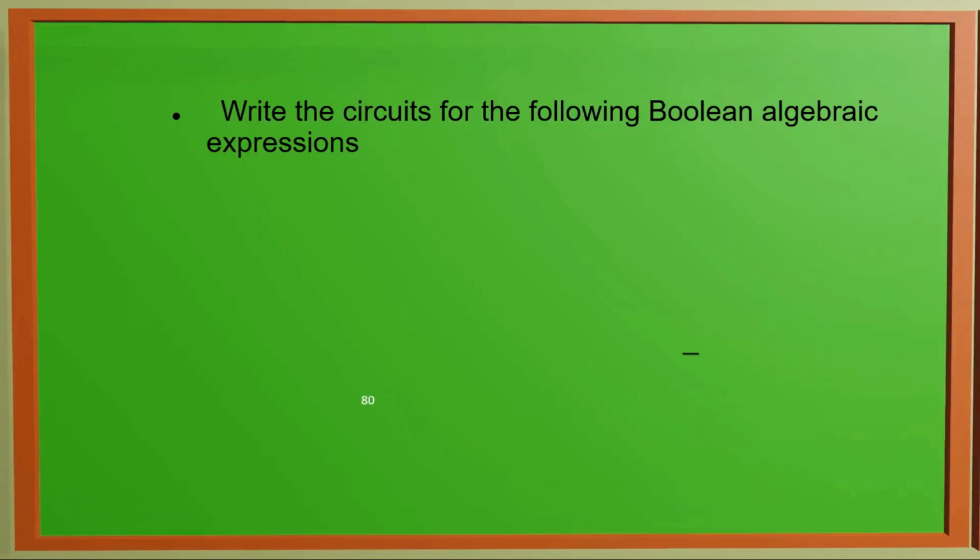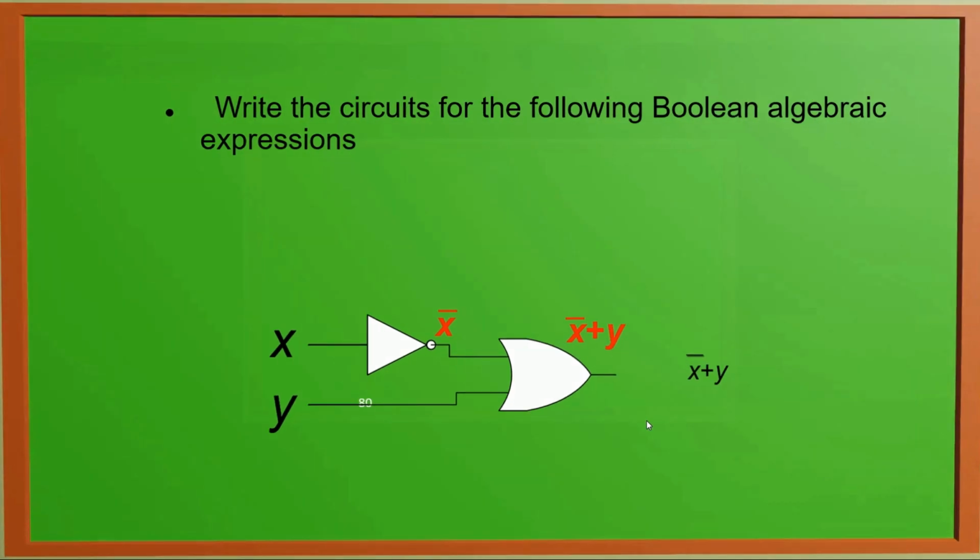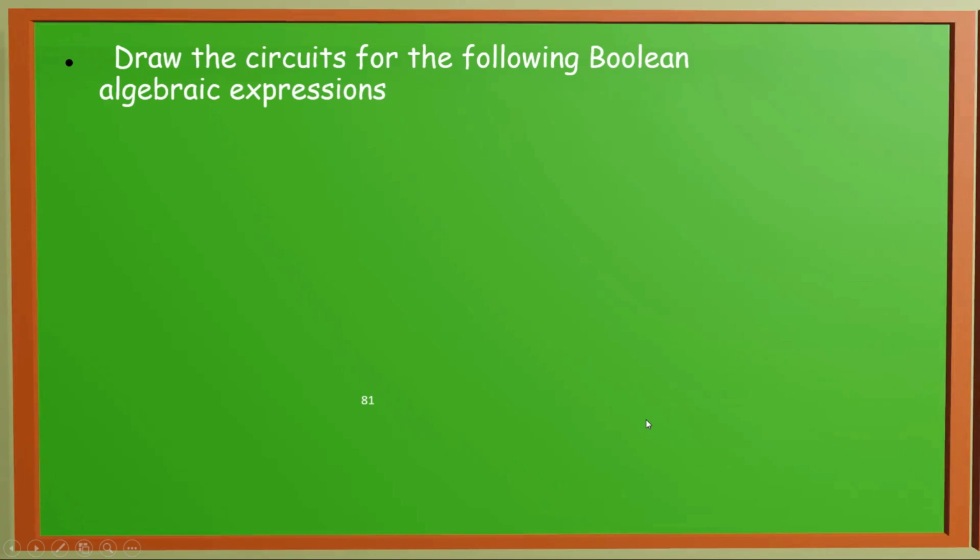Now in this next example we have to write Boolean algebraic expression for the given circuit. The circuit is given like this. So how can we write it? At the output of this inverter we will get X bar and next input is Y. So it will be XY plus X bar plus Y. That will be the expression. Like this we will have various expressions for Boolean algebraic expression.